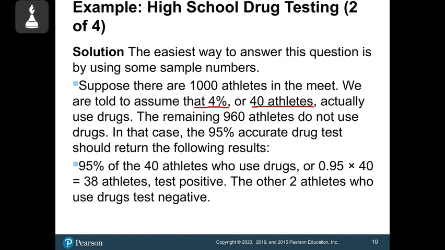test is 95% accurate. So if that is true, 95% of the 40 athletes who use drugs, or 0.95 times 40, 38 athletes will test positive correctly. And the other 2 athletes who use drugs will test negative, giving us a false negative. Okay. Now, that's not part of what we want, but this is just the first half of the solution. The next half is on the next slide.